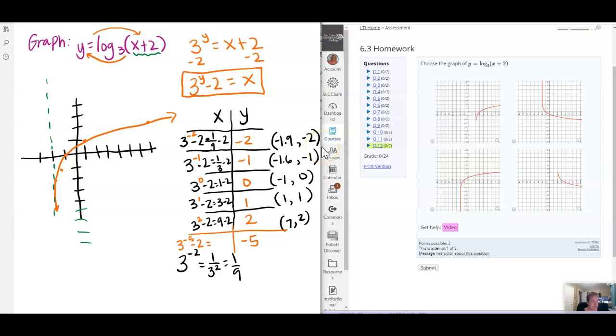So that's why this is really important to keep in mind. This is telling us our asymptote. Let me write it here again. It is at the line x equals -2.